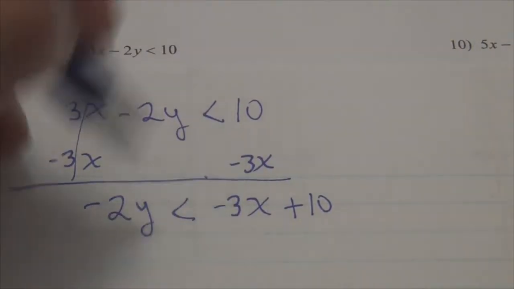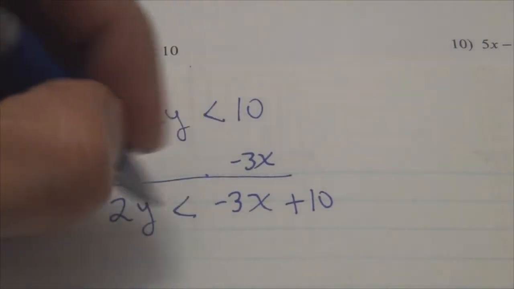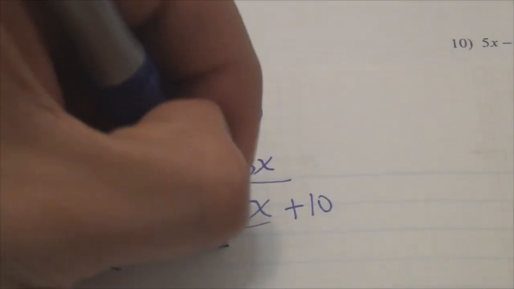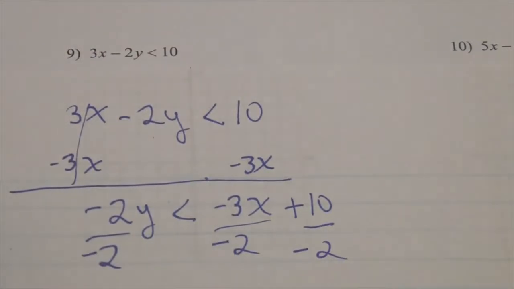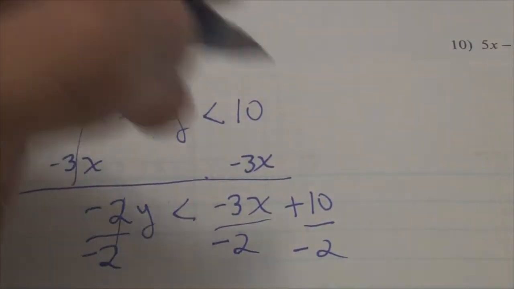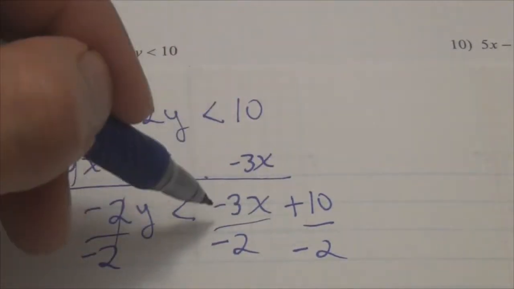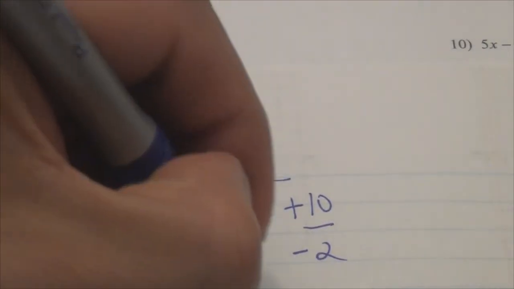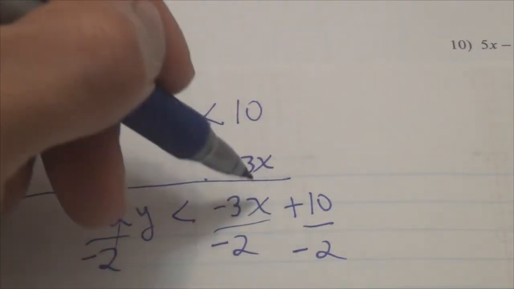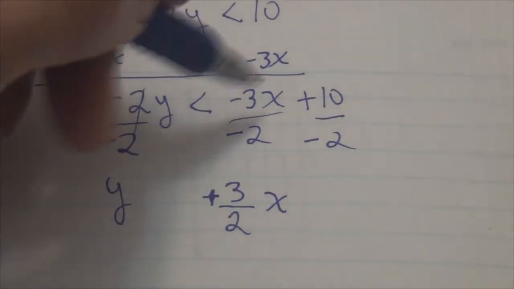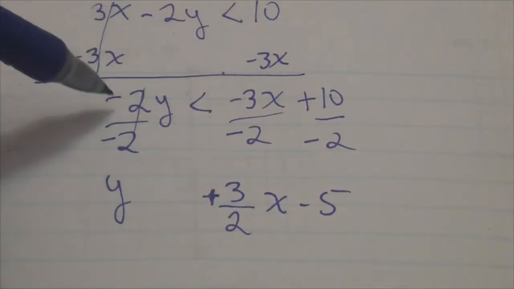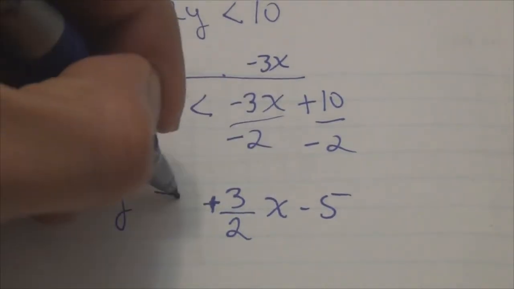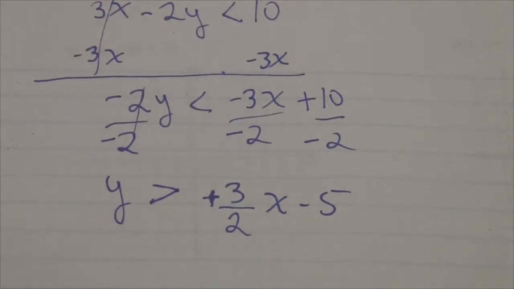And now divide by the -2. So divide by -2, divide by -2, divide by -2. And we got y, then we got -3. Oh, oops, sorry. Positive 3/2x. Positive divided by negative is negative, so -5. And what is the symbol here? Well, we divided by a negative. Remember what happens when you divide by a negative? The inequality symbol switches directions.